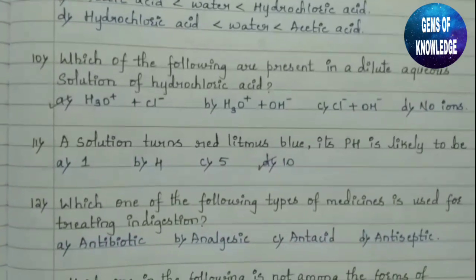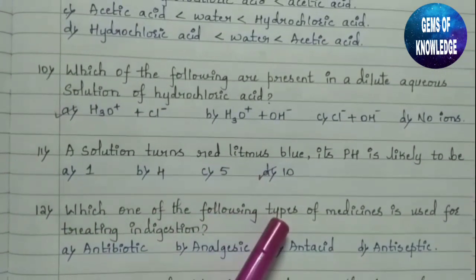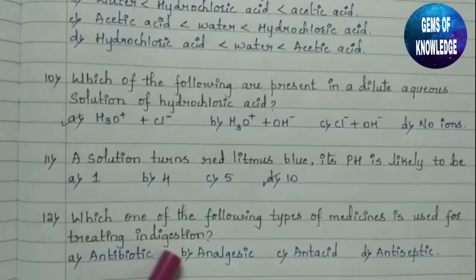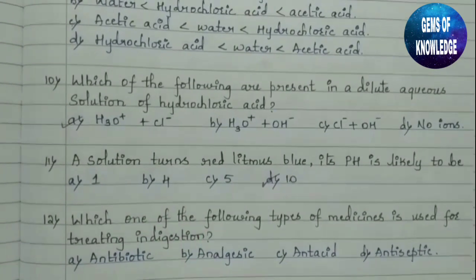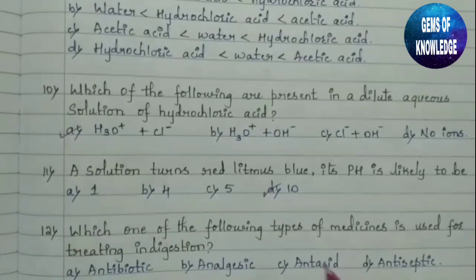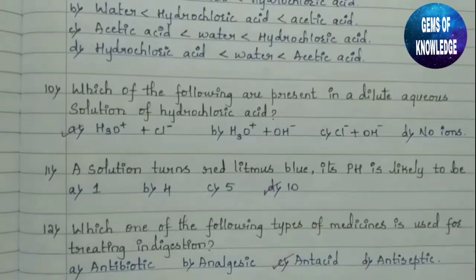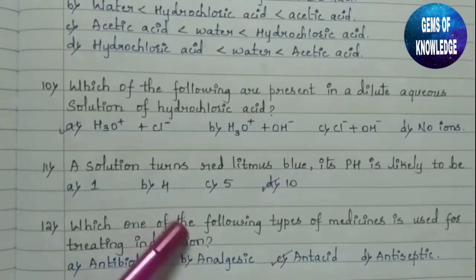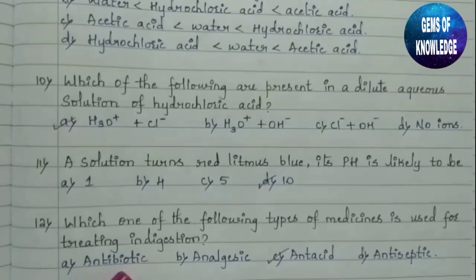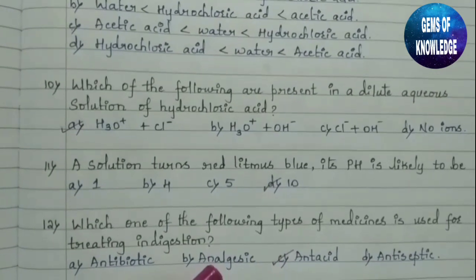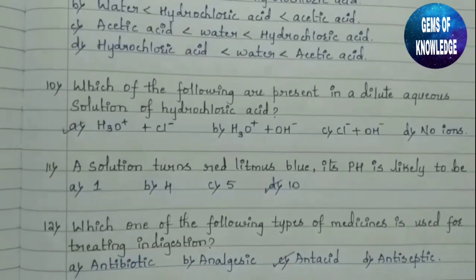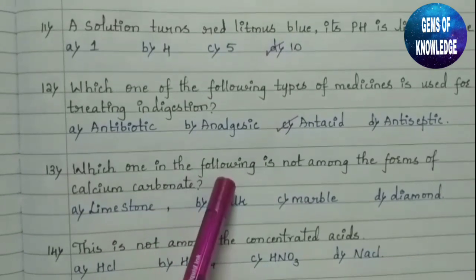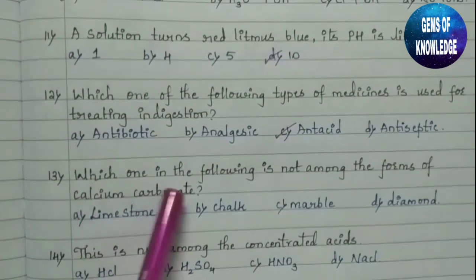Okay. So next, which one of the following types of medicine is used for treating indigestion? So you all know that when indigestion occurs, we use a base. Okay, that base is called antacid. It is a type of medicine which is used for treating indigestion, whereas antibiotic, antiseptic and analgesic are used to treat other types of diseases. Okay. So the next question, which one in the following is not among the forms of calcium carbonate?